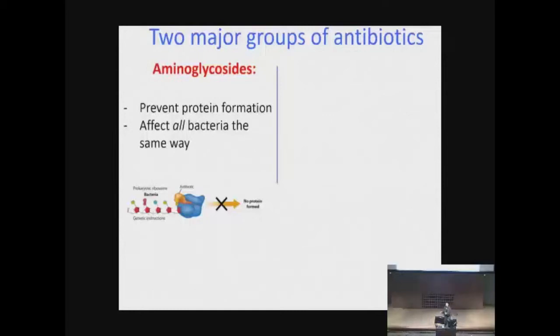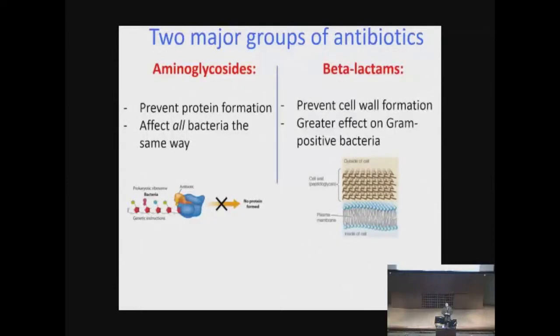They prevent protein formation, and they affect all bacteria the same way because all bacteria make protein. The other group is the beta-lactams. They do not affect all bacteria the same way because they interfere with cell wall formation. Bacteria which rely on the thick peptidoglycan layer of the cell wall will be affected. Those are the gram-positive bacteria. Gram-negatives, however, have the bilipid layers, and they will not be affected as much. Again, this is discussed in your readings.